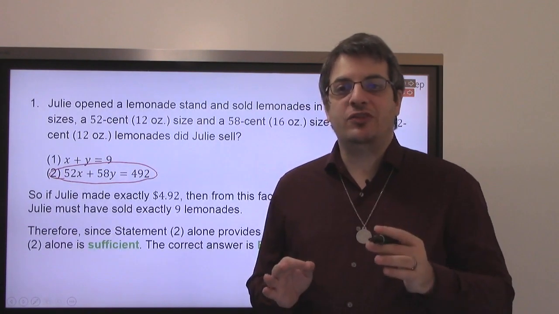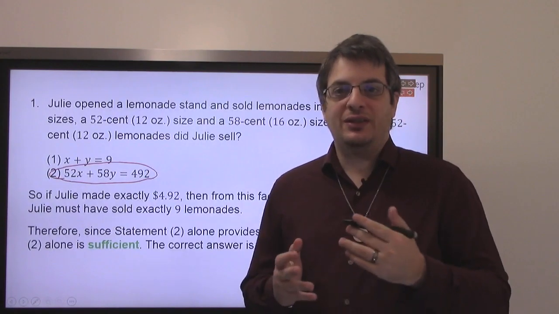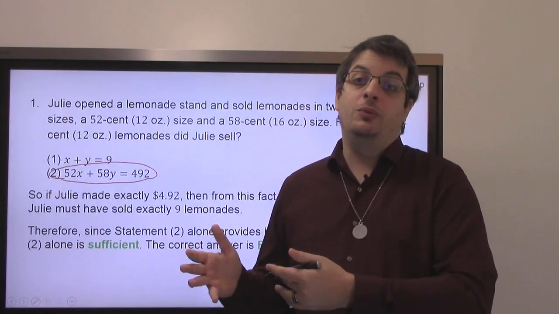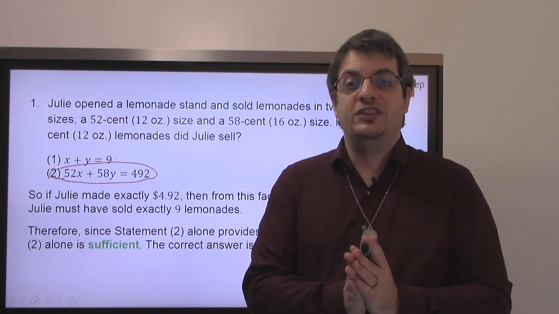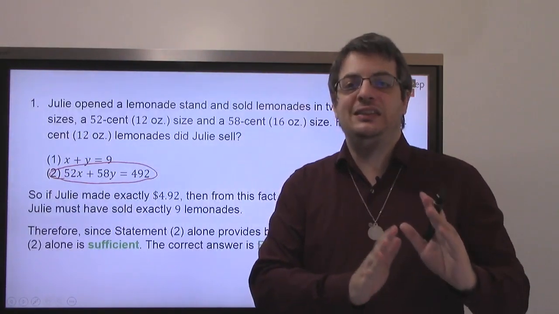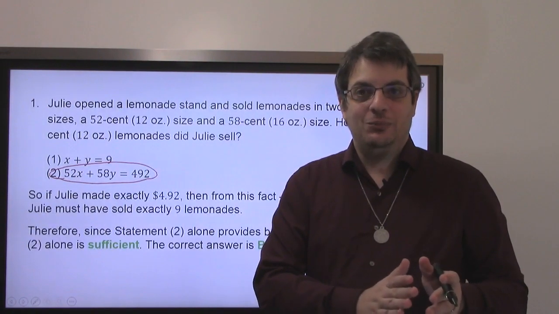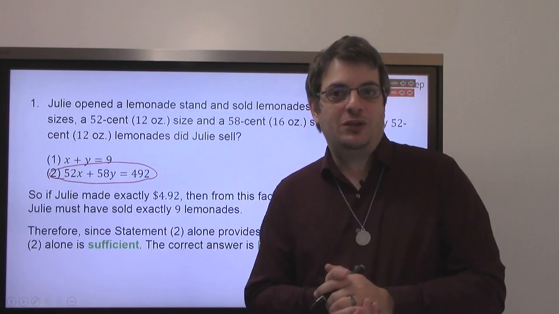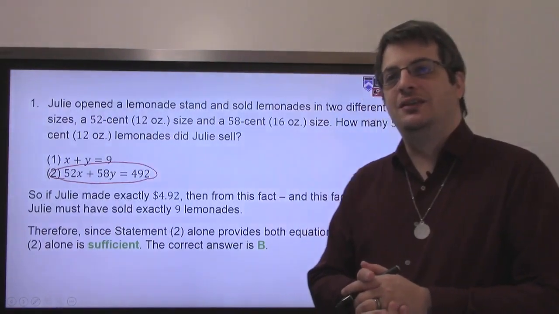The question is never, was it possible at all? When data sufficiency comes around, the question is, was it possible one way or multiple ways? If it was possible only one way, it's sufficient. If it was possible multiple ways, insufficient. But I'm not worried about the zero possibility case, because again, they told me she did. So I don't even need to check that. I assume that there's a solution.